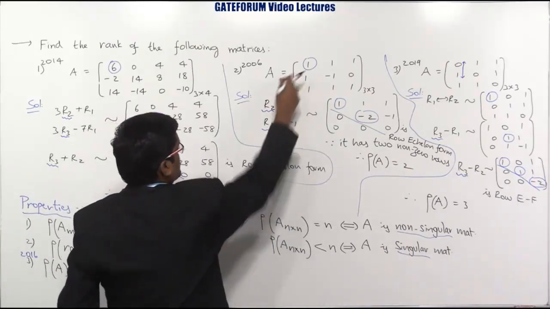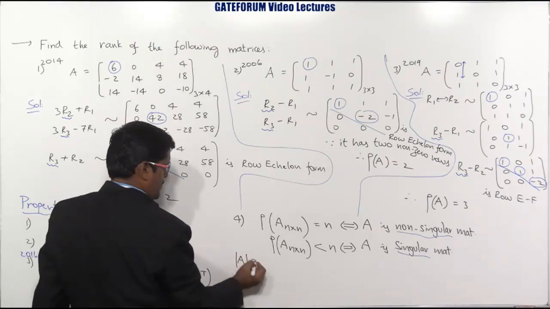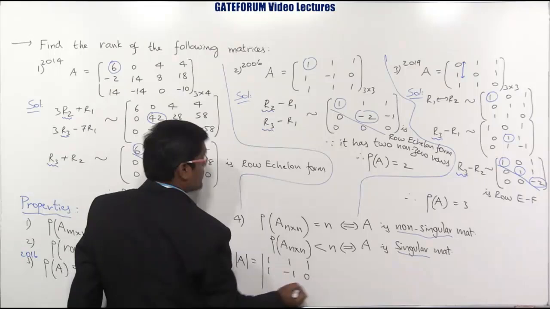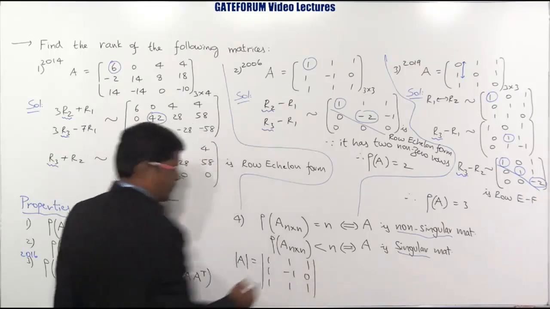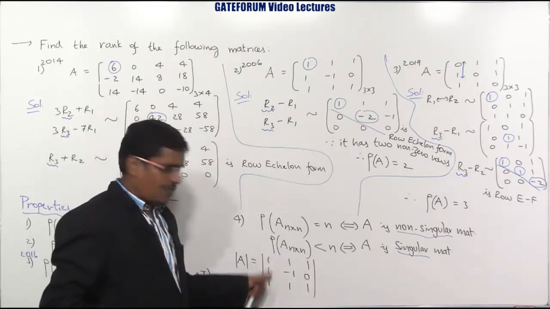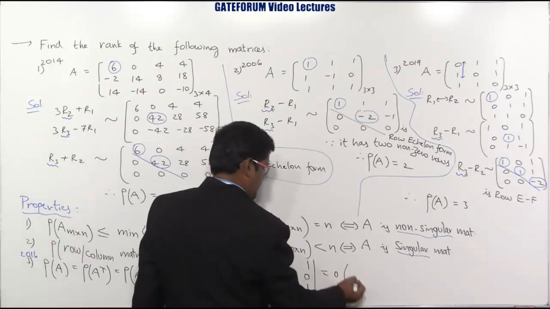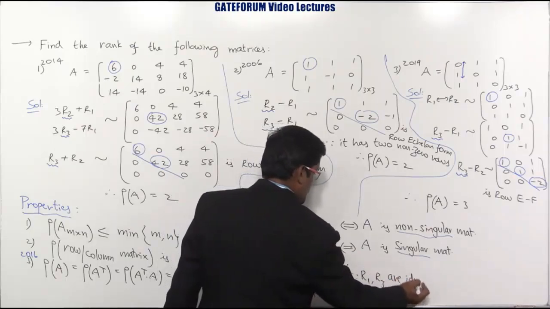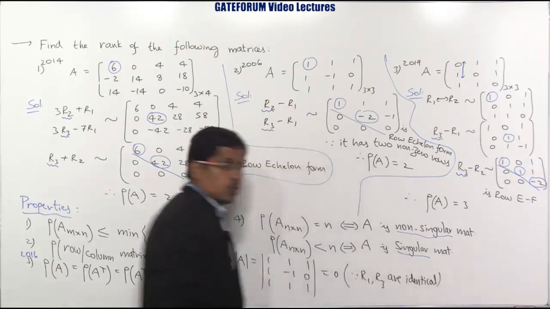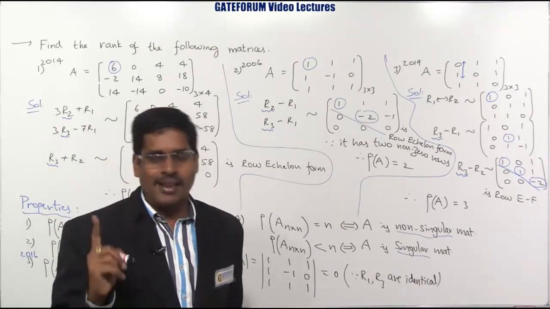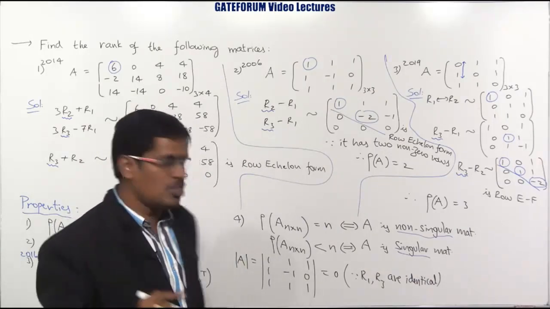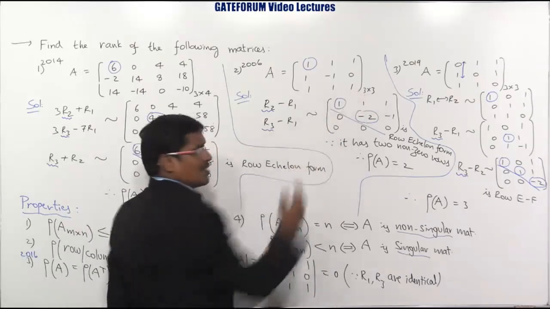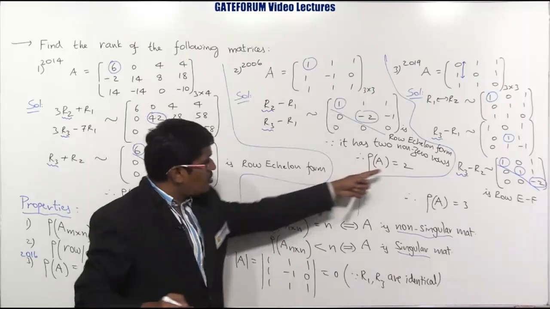Coming to this, for example, determinant A is equal to the determinant 1, 1, 1; 1, -1, 0; 1, 1, 1. For this determinant, it is directly 0, since row 1 and row 3 are identical. When 2 rows or 2 columns are identical, such a matrix has determinant 0. Or you can expand by the determinant procedure and you will get 0. So this is 3 cross 3, n value 3. The rank of this matrix, how much did we get? 2.